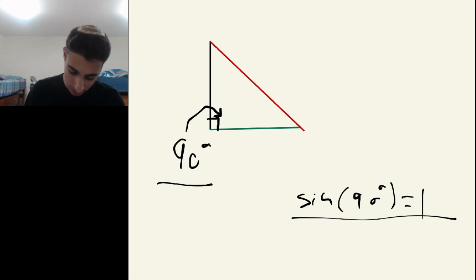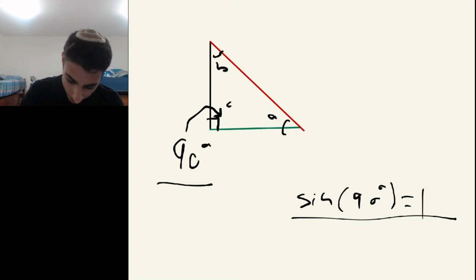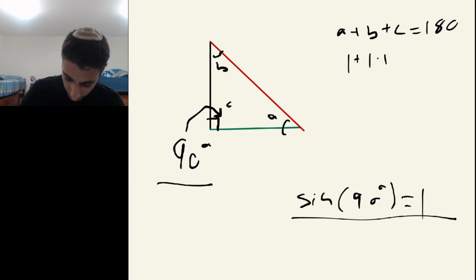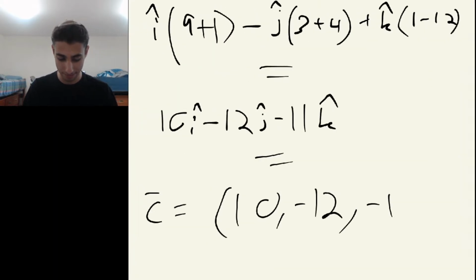More than that, let's call this angle A, this angle B, and this angle C. A plus B plus C equals 180. If A is 1, and B is 1, and C is 1, then they equal 3. 180 is not 3. So clearly we've done some problems. I'm probably misunderstanding your question, but anyway, no, I can't.